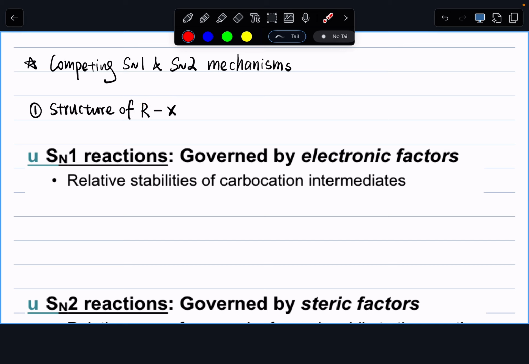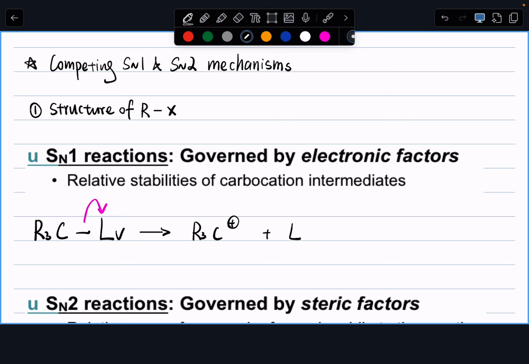So when we're talking about the SN1 reaction, what are we talking about? This is an R3 carbon with a leaving group. In the rate-limiting step of your SN1 reaction, you're forming a carbocation intermediate, and the leaving group leaves. In this case, because we're forming a carbocation intermediate, as we discussed before, we have the same trend for stability of the carbocation intermediate and the same challenge.